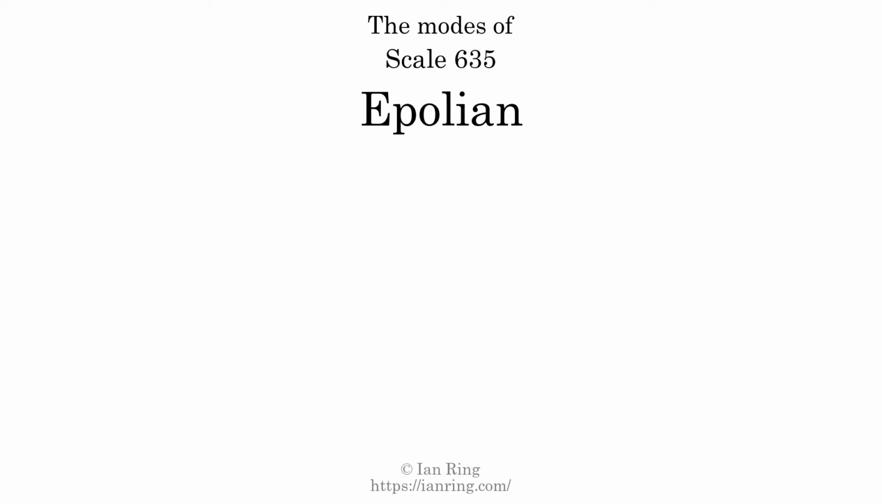This scale has 7 modes. The first mode is itself. The second mode is scale 2365, also known as Scythian. It sounds like this.